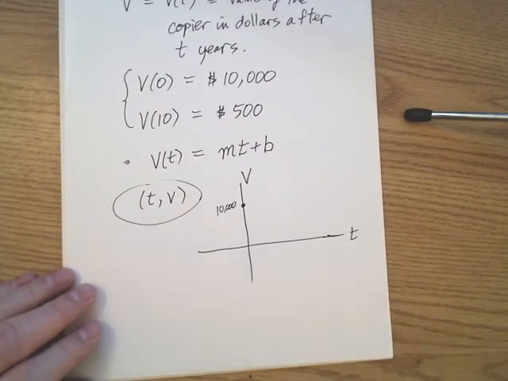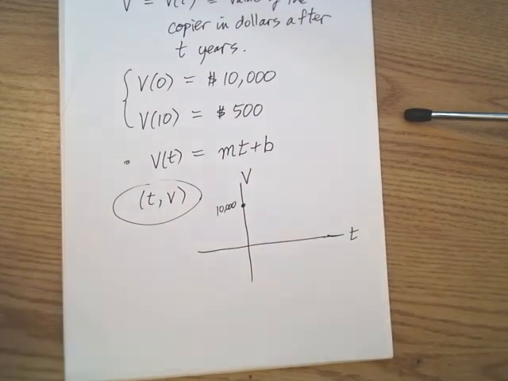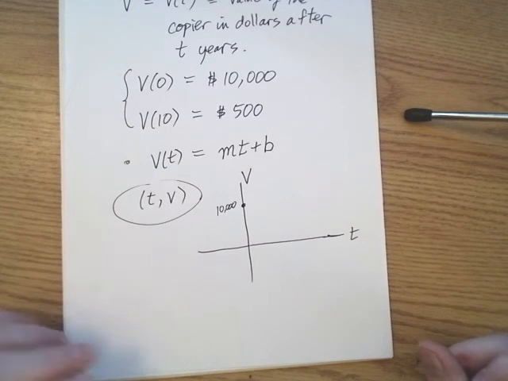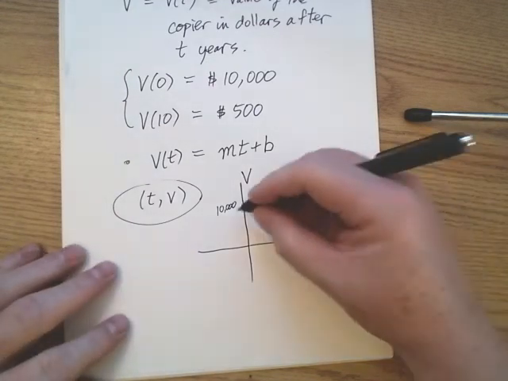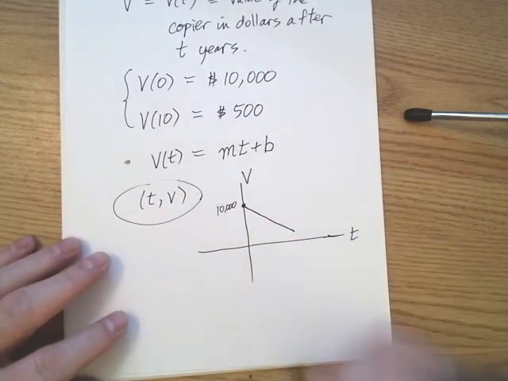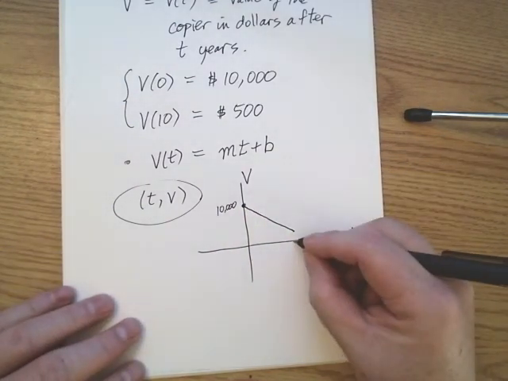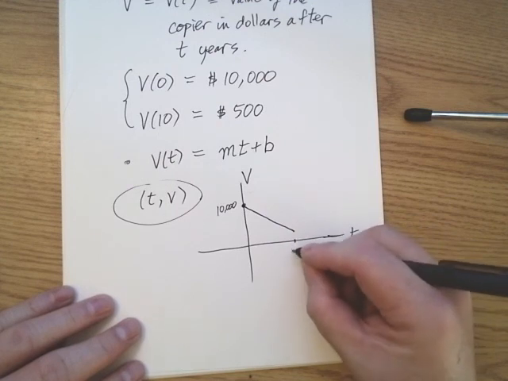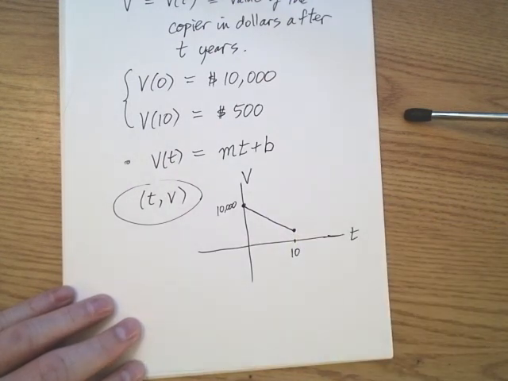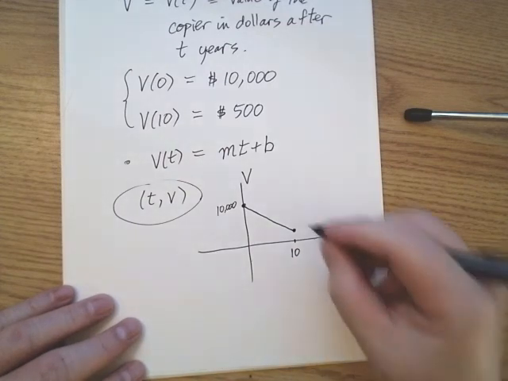Now it's depreciating, right? So if I draw a rough graph of this, you could see that it would have to have a negative slope, because the value is decreasing over time. So it's going to have a negative slope coming down like this. And after t is 10, we've got this point here, where the value is $500.